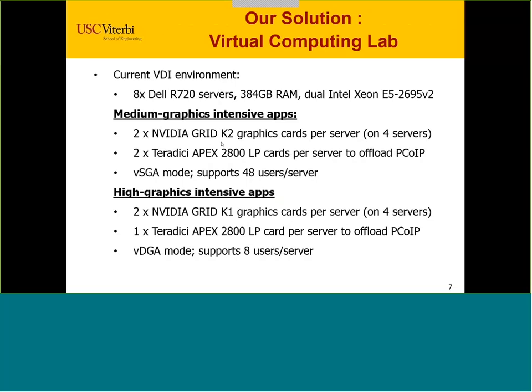For the medium graphics pool, we intend to support up to about 48 users, and we put in 2 Teradici PCoIP offload cards to offload PCoIP processing. So when we have more users, that will help the user experience. For that medium graphics-intensive pool, we have 2 K2 cards in each server, and each server is running on vSGA, which is the shared mode that, as Matt mentioned in the chart he showed you in his NVIDIA slide just now. It supports right now at this point 48 users per server.